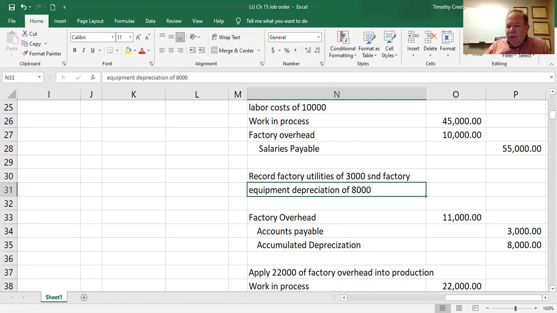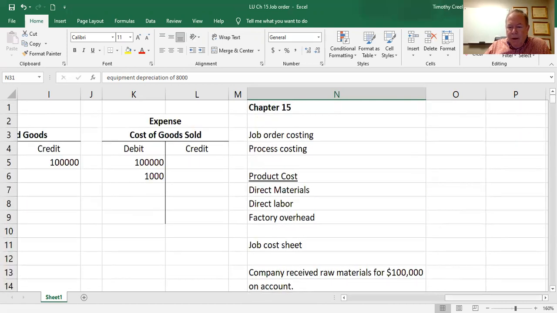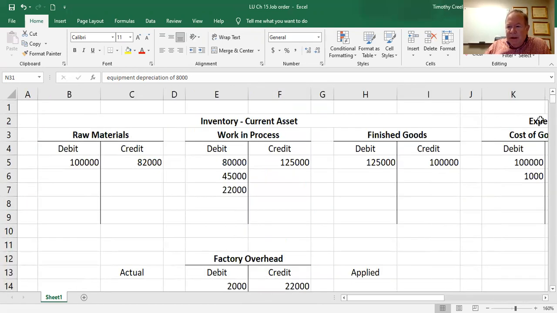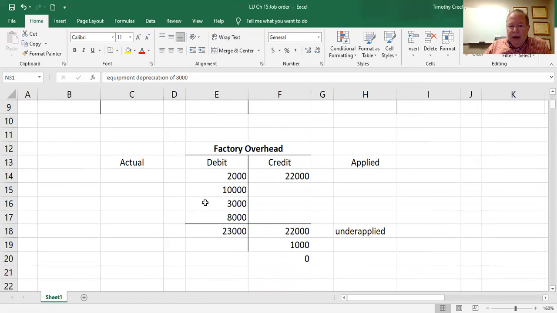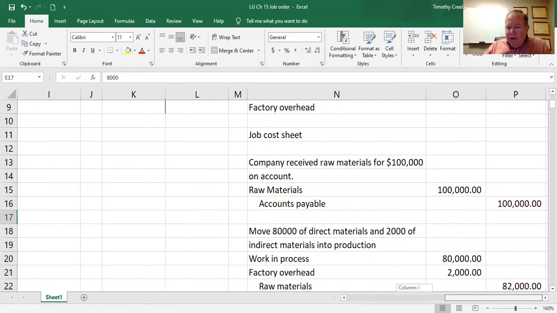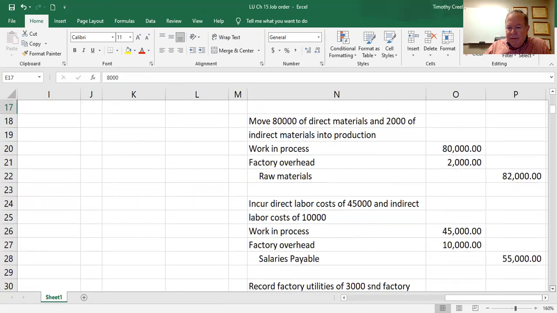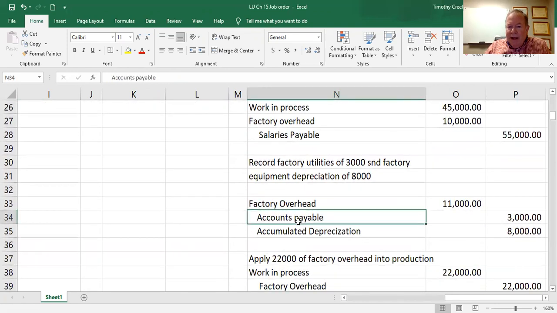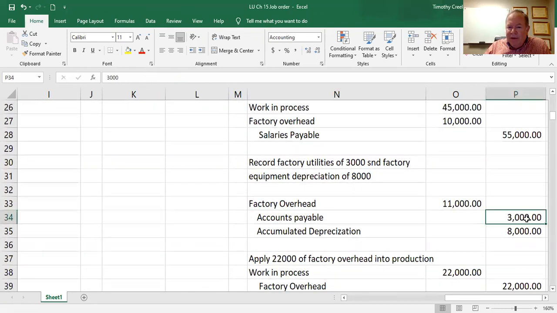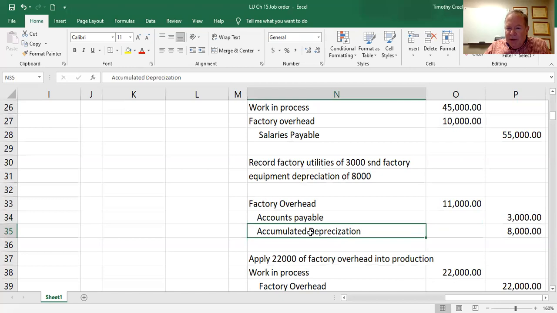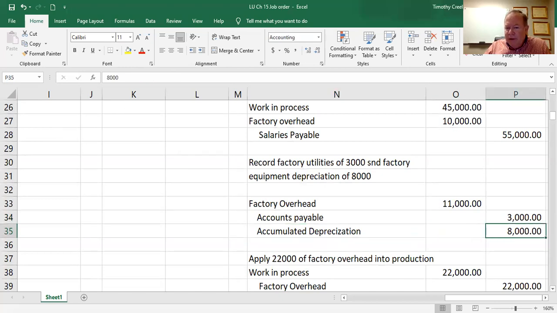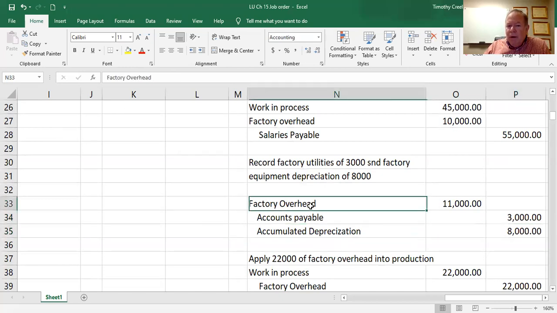And so notice what we would do here. We would put the two of them to basically to factory overhead. They would be debited to factory overhead here. And then the other side of the transaction would be accounts payable for the factory utilities and accumulated depreciation for the factory equipment depreciation.